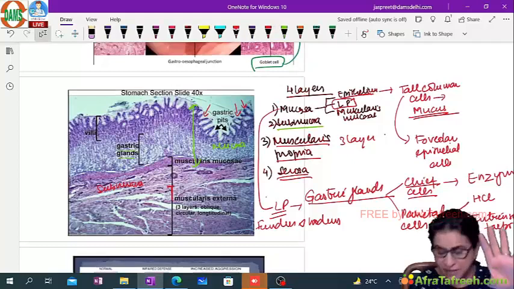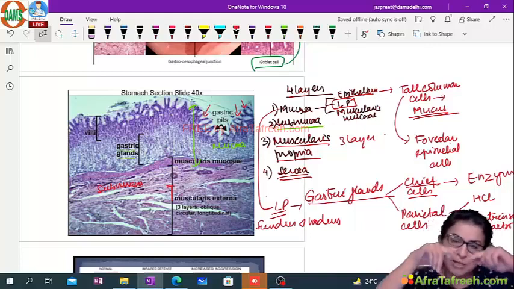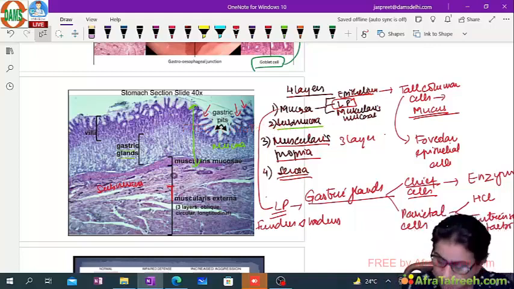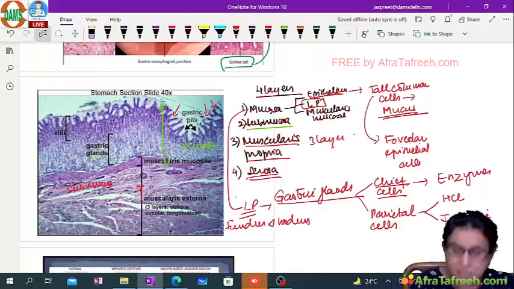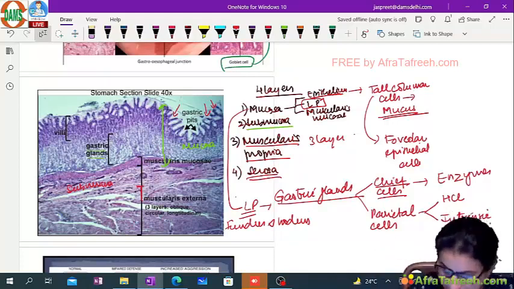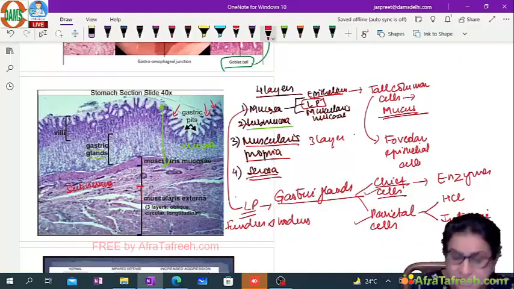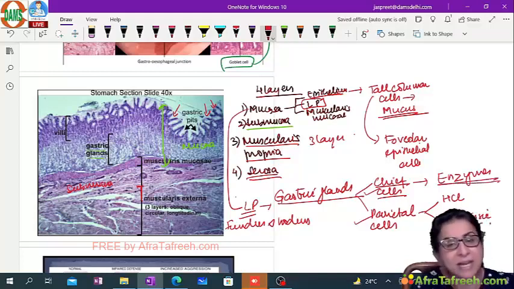So there are 4 layers anywhere in the GIT: mucosa, submucosa, muscularis propria, and serosa. Mucosa further has 3 parts: the lining epithelium, lamina propria, and muscularis mucosae. In the stomach, the lining epithelium is tall columnar mucin secreting cells, called foveolar epithelial cells. In the lamina propria, especially in the fundus and body, you have gastric glands. Gastric glands have chief cells and parietal cells. Chief cells produce enzyme, parietal cells produce hydrochloric acid and intrinsic factor.